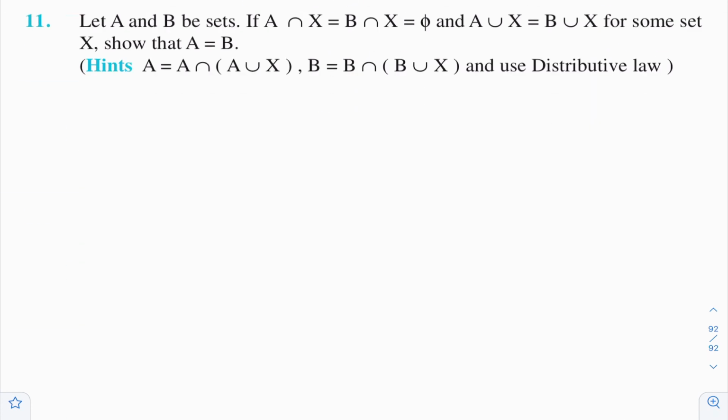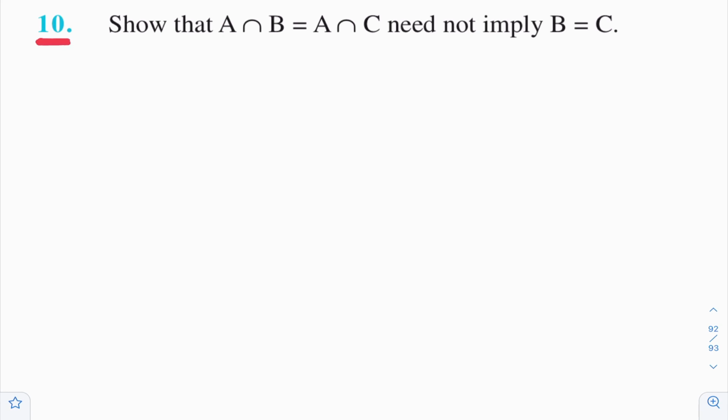Now move to the 10th question. You observe this 10th question. What are they asking? Show that A intersection B equal to A intersection C need not imply that B equals C. I will try to show this with a counter example. So here I will take 3 sets A, B, C like this. I will take set A equal to {1}, B equal to {1, 2} and set C equal to {1, 2, 3}. I have taken it like this. Okay.